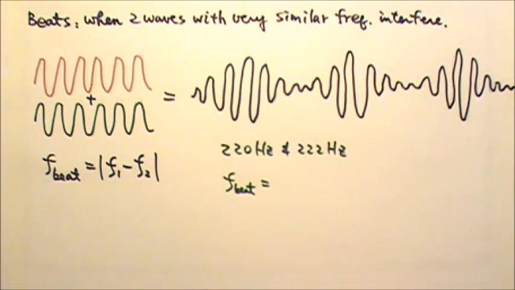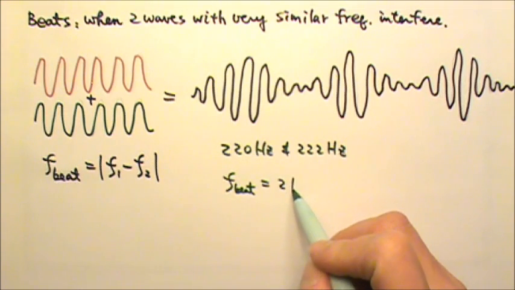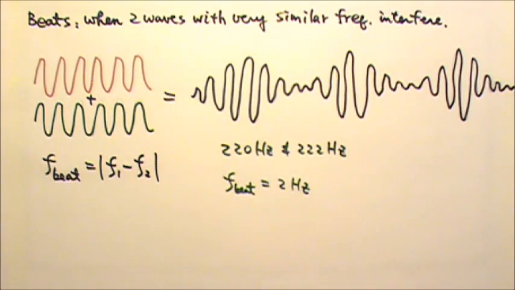Let's listen to two different beats. The first one is the beating from a 220 Hz A3 note and a 222 Hz tone. Their interference produces beats with a 2 Hz frequency because the difference in frequencies is 2. You will hear the volume change twice every second.